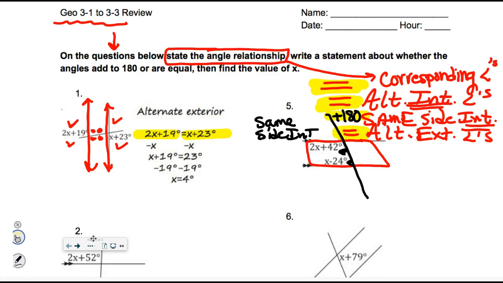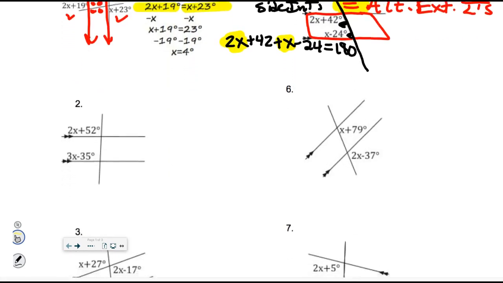Okay, so we're going to write same side interior, and you'll go like this: 2x plus 42 plus x minus 24 equals 180. And you need to solve that. We're not going to solve them because I want to help you finish your 3-5, but we're going to set up maybe 2 others. This goes to algebra, so I'm just discussing the geometry of it right now.